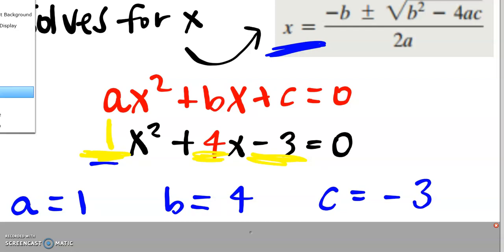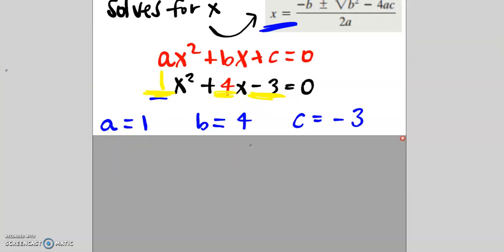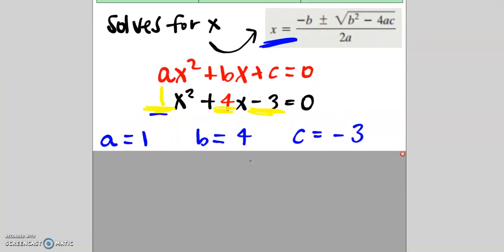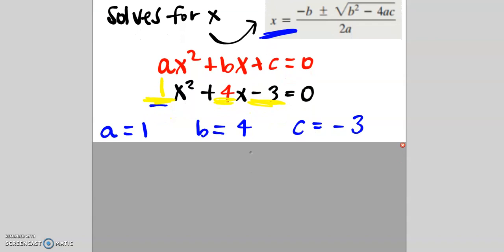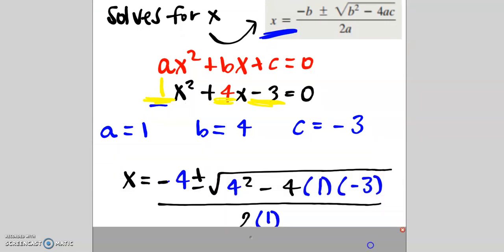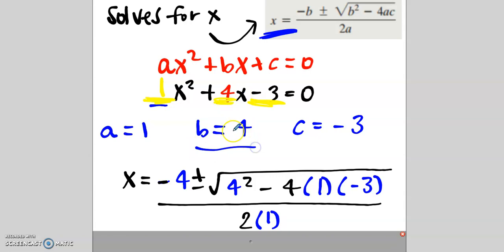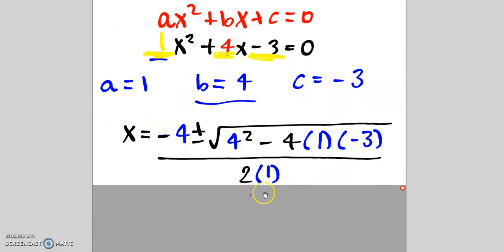Now, it's really simple to just take those 3 numbers and substitute them into the formula. I have x equals my opposite b. My b is 4, and the opposite of a positive 4 is a -4. That's why I have that negative in front. Plus or minus the square root of b squared, so 4 squared, minus 4 times my a, which is 1, times my c, which is -3, all divided by 2 times my a, which is 1. Then we just simplify.